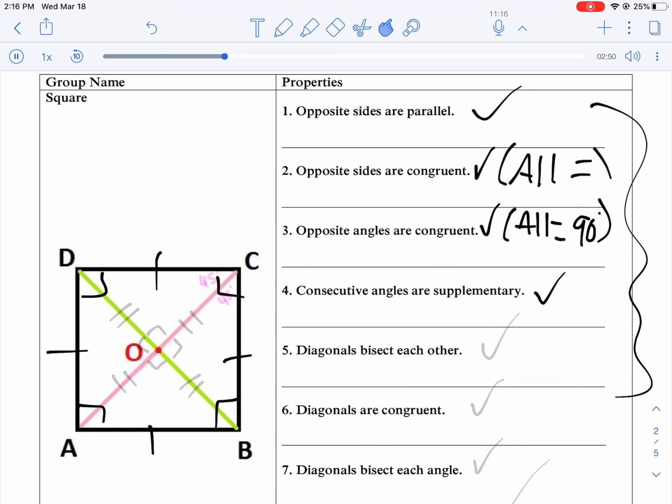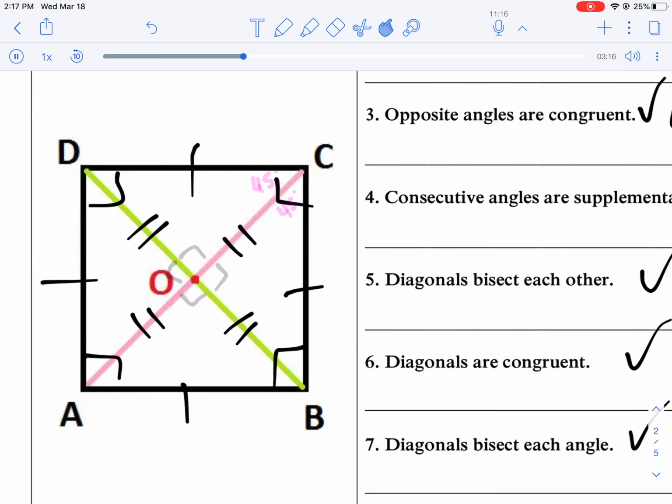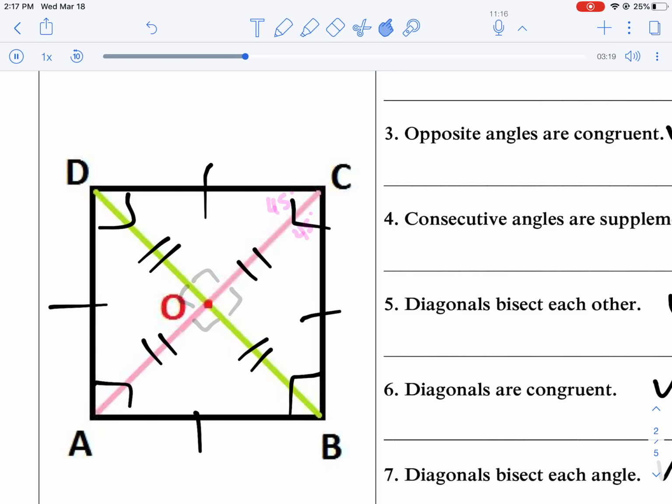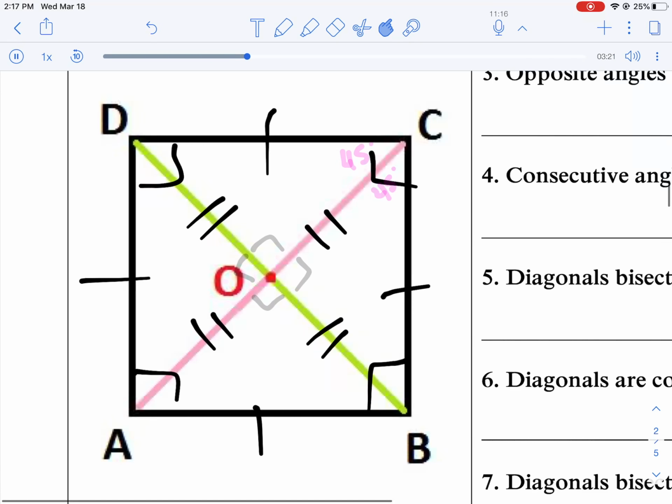Consecutive angles are supplementary, diagonals bisect each other, and diagonals are congruent here. So this piece is congruent to this piece, and it's also congruent to this piece, and this piece. Diagonals bisect each angle. Since that's a 90-degree angle here at D, C, B, and A, when you have diagonals drawn, you're cutting each angle in half, which would make each angle 45 degrees and 45 degrees at each corner.